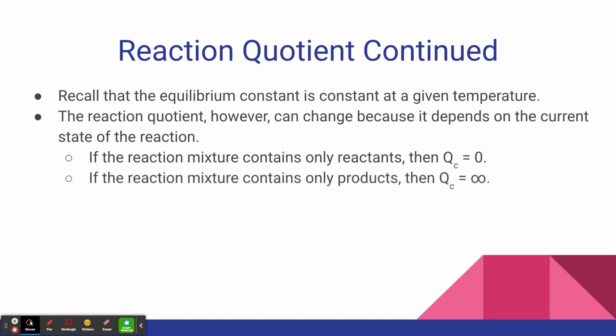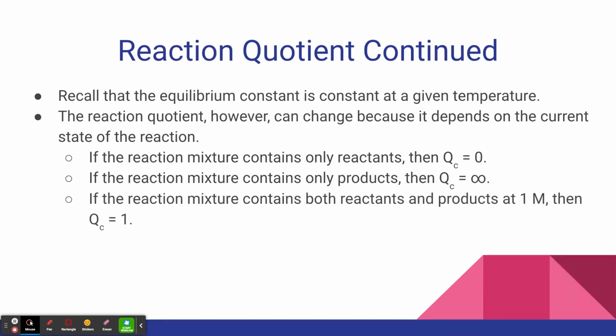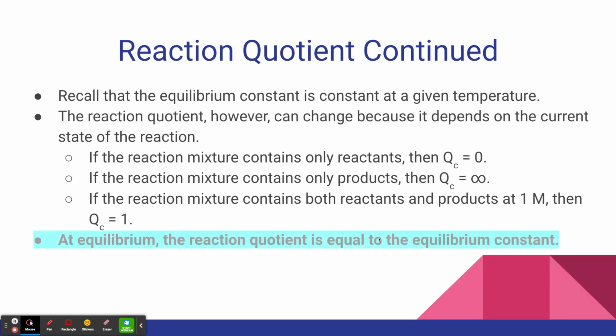As a couple examples, when the reaction mixture contains only reactants, then Qc will be 0. If the reaction mixture contains only products, Qc will approach infinity. And when the reaction mixture contains a mixture of reactants and products each at 1 molar, then Qc is equal to 1. But the most important thing, guys, on this slide is what's highlighted in blue, which is that at equilibrium, the reaction quotient is equal to the equilibrium constant.